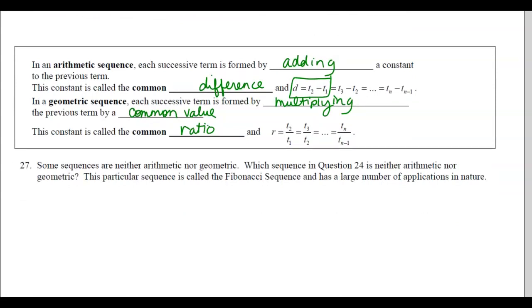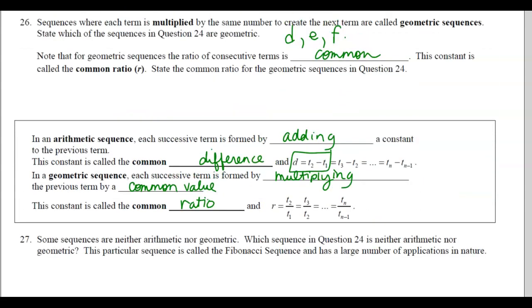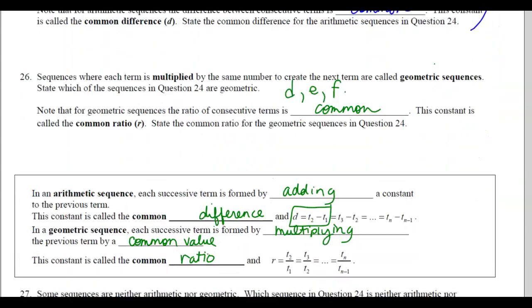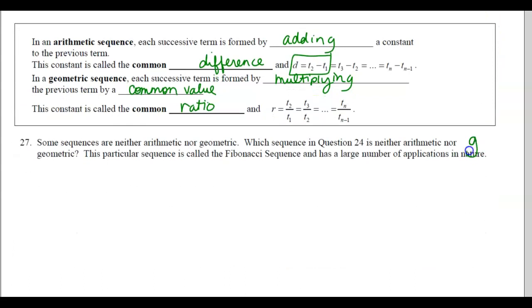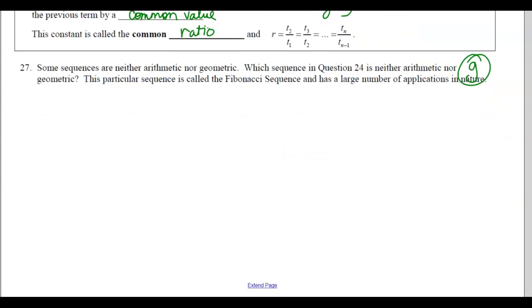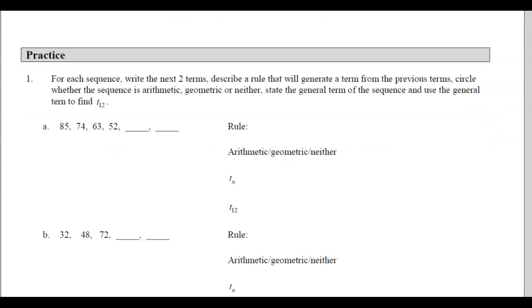So, as I said, some are not arithmetic nor geometric. That one that we just looked at was a Fibonacci sequence and has a large number of applications in nature. Okay, so that was, what was that, G? Yeah. Okay, and I think that's the last one. Yep, so now you can do some practice.